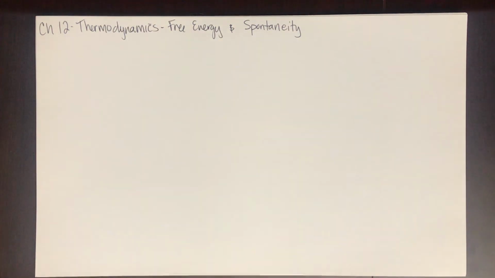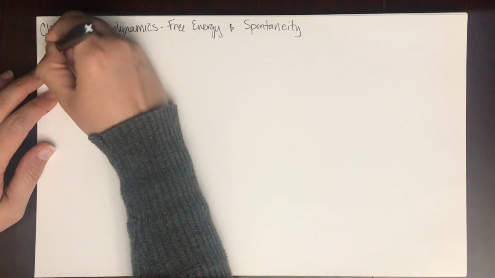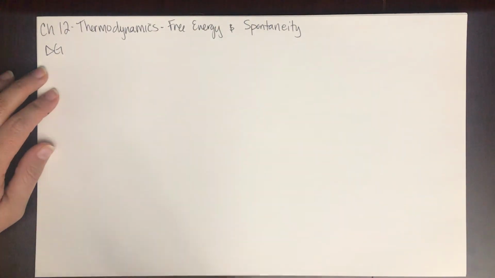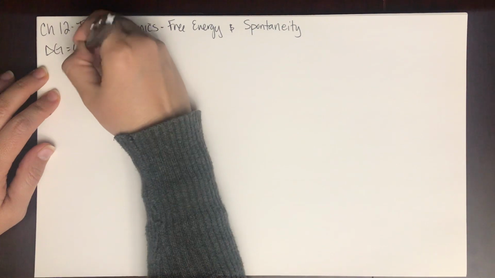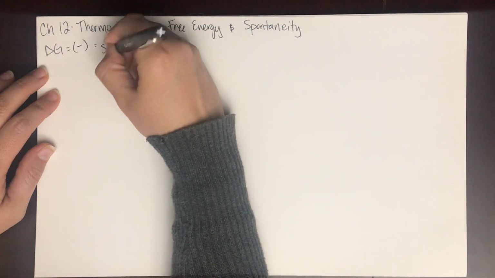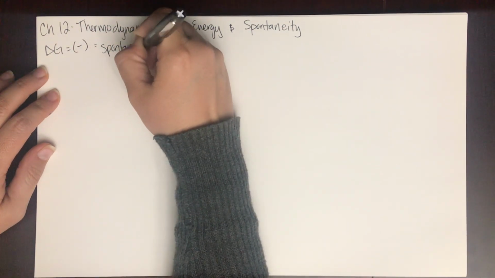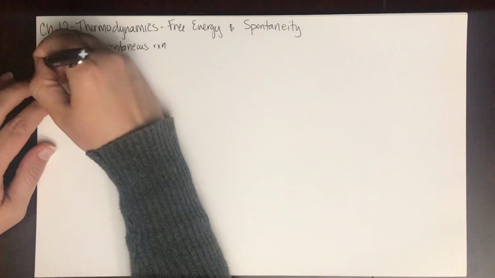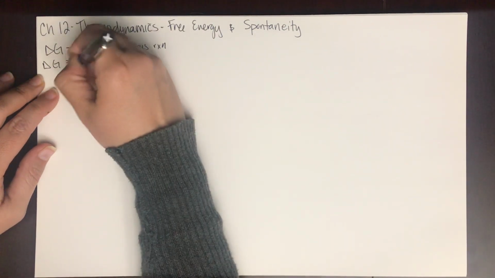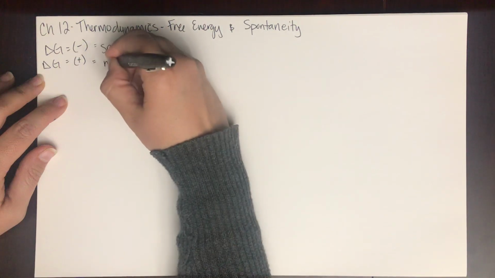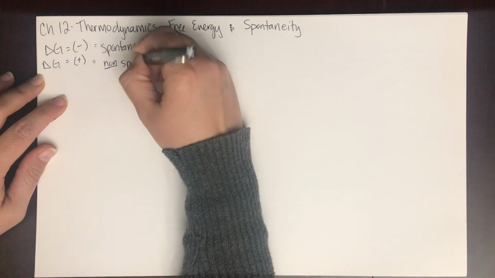Okay, so let's talk about free energy and spontaneity. Spontaneity means will this reaction proceed on its own? If it's a spontaneous reaction, then yes, it will. The variable that we have here, delta G, is Gibbs free energy. If delta G is negative, then this is a spontaneous reaction. If delta G is positive, then this is non-spontaneous.